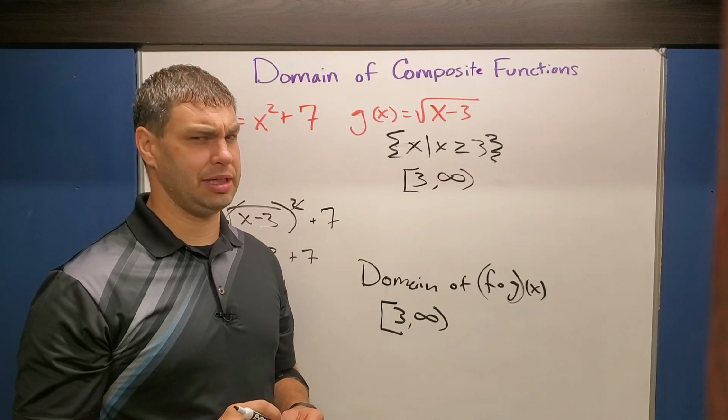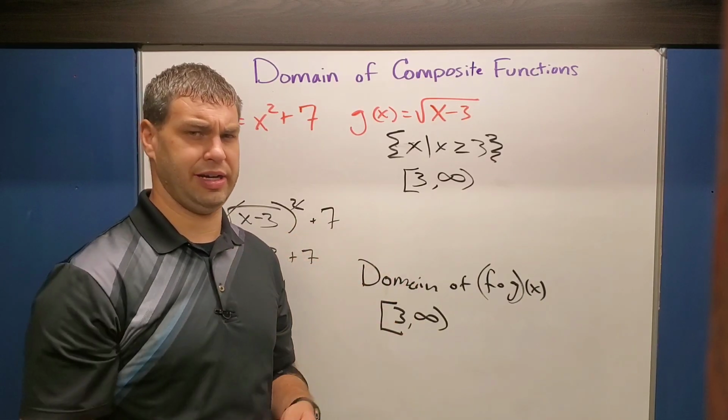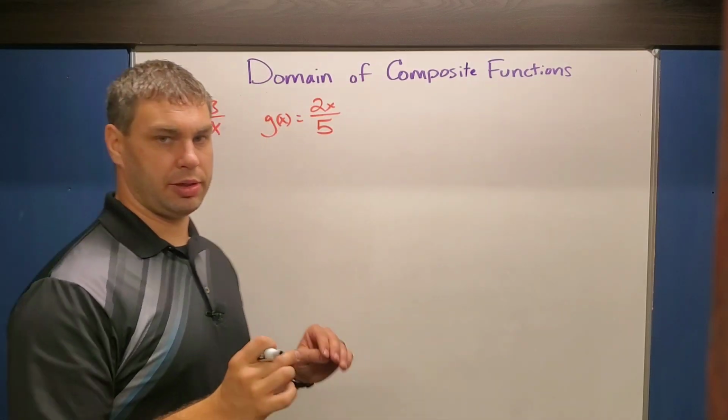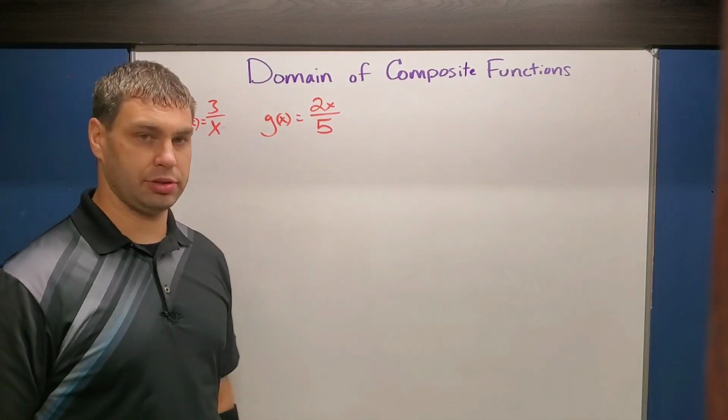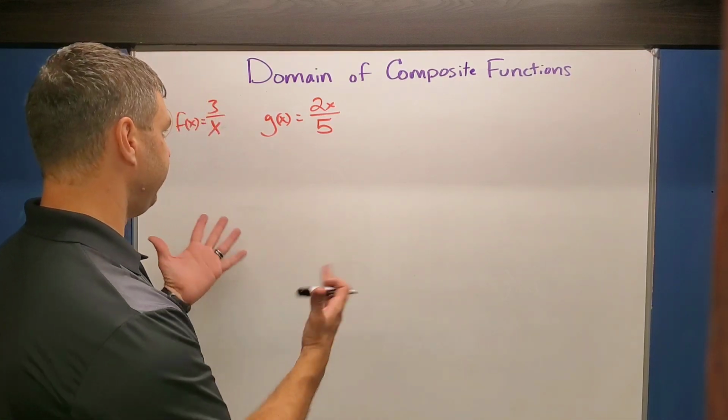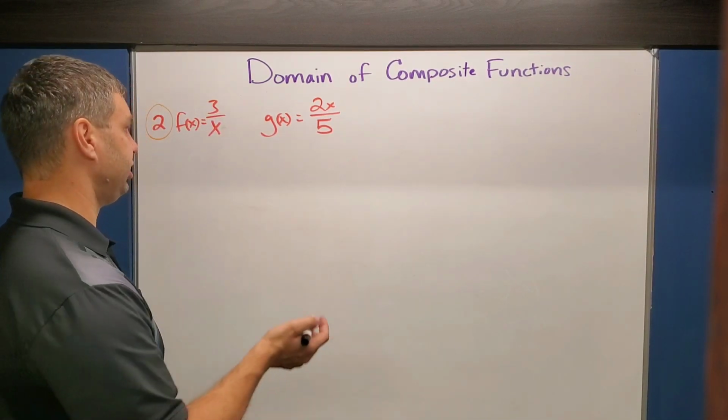Let's try maybe a couple more and see if that can help solidify that idea. Here's one where our f function is going to be 3 over x and our g function is going to be 2x over 5. In either of these, is there any restriction on our domain?